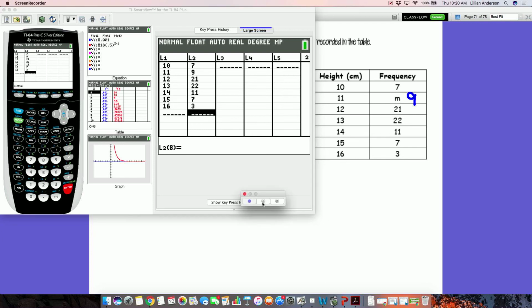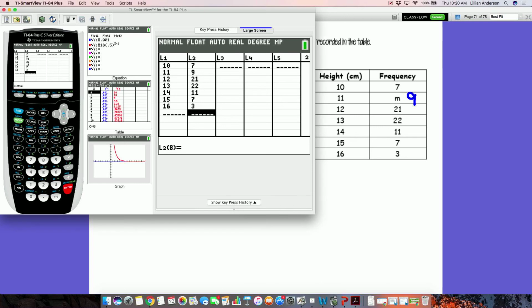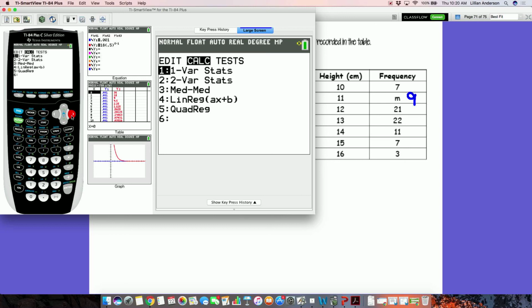So we have our data in there. Now we have to pull out all of our information. Where do I go? Stat, Calc. One-variable stats. There's still one variable here. What's that variable that we're dealing with?